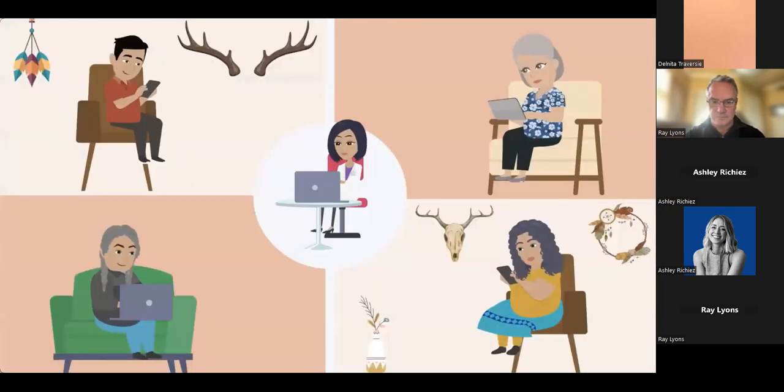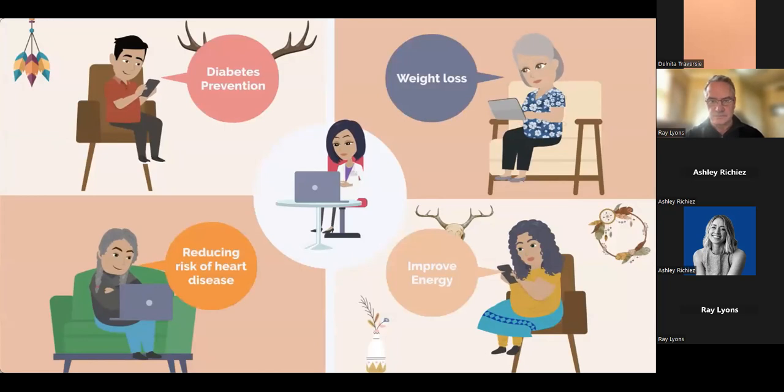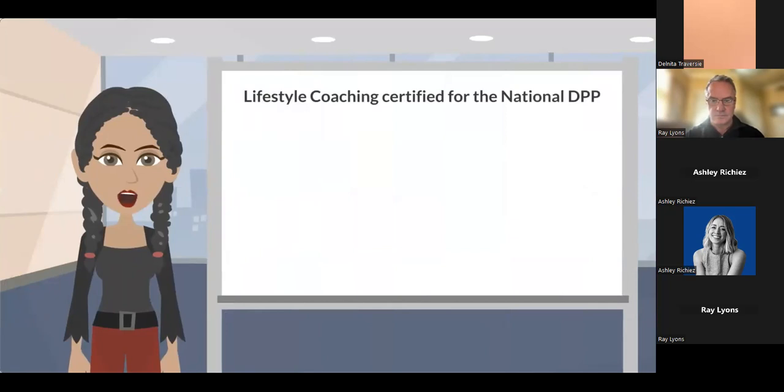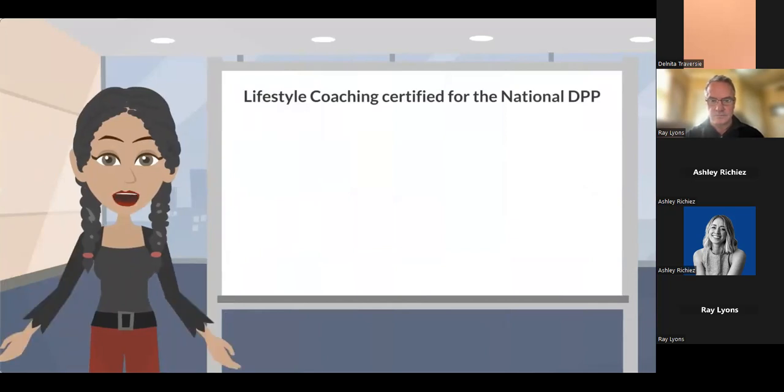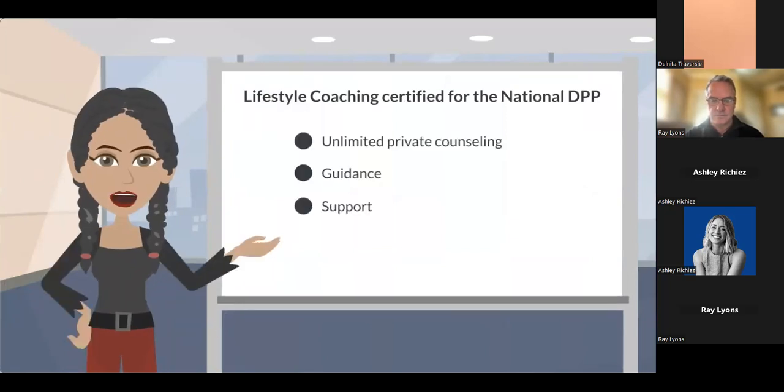What are participants' most common objectives from this program? The most common goals for participants start with preventing diabetes, losing weight, reducing the risk of heart disease, and improving energy. The DPP is an engagement-based program that includes weekly curriculum modules and a lifestyle coach to manage your 12-month program experience and provide unlimited private counseling, guidance, and support.